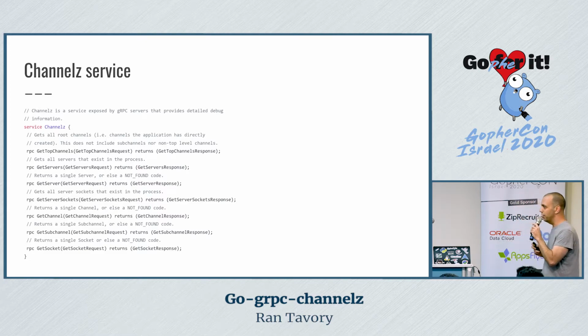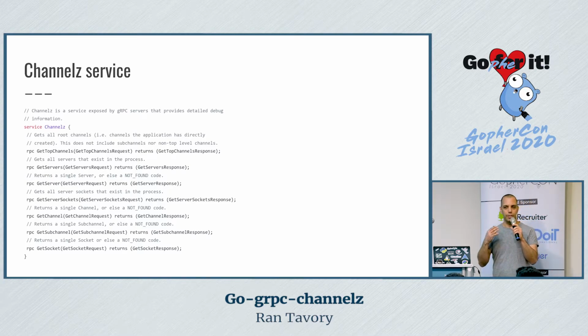So what is ChannelZ? ChannelZ is actually yet another gRPC service that you expose. And this service has methods such as get top channels, get subchannel, get channel, get socket, etc. So you could use this service to query your own gRPC client or gRPC server. But this is just an API, and it's not that easy to debug a server using just an API. I mean, are you going to just run a CLI and debug things? That's not the happy path.